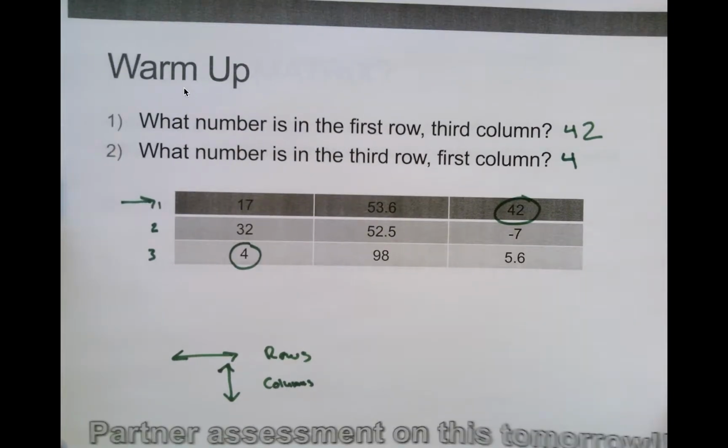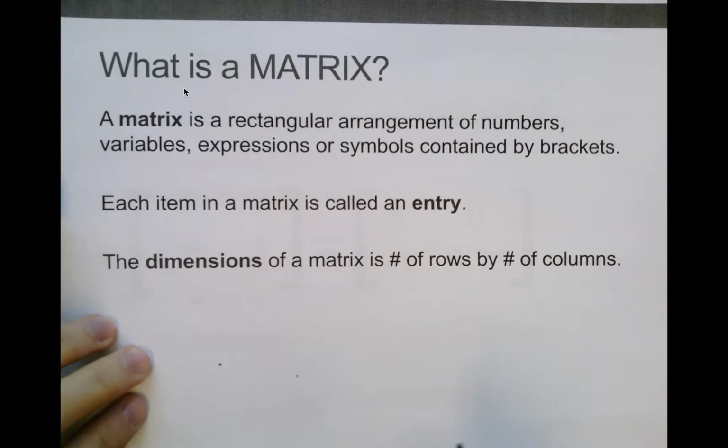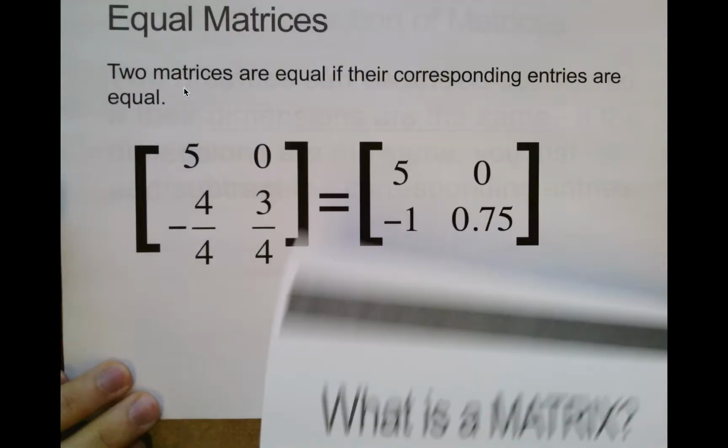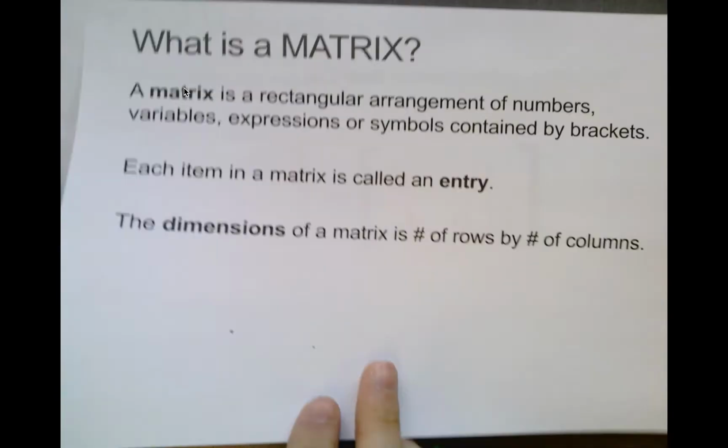Okay, that's going to be really important for everything that we do today in terms of matrices, because a matrix is a rectangular arrangement of numbers, variables, expressions, or symbols contained by brackets. So what you're going to see is things that look like this. We're going to have brackets, and we're going to have a bunch of numbers on the inside of them.